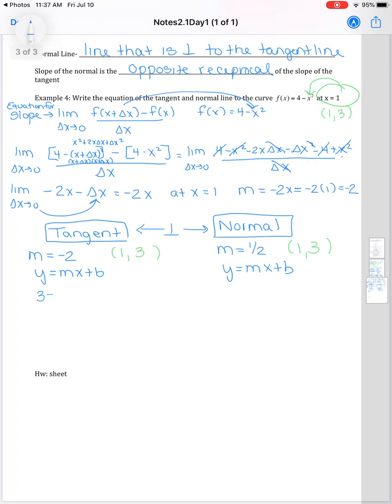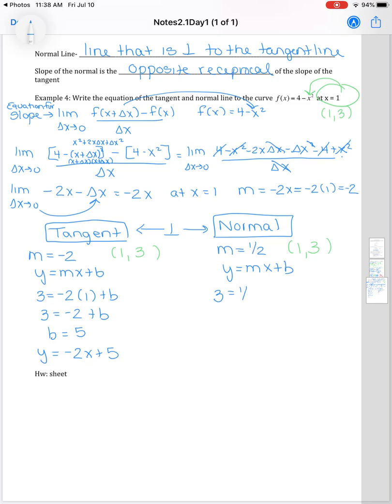Okay, so at this point now we sub everything in. Y is 3, m is negative 2, x is 1, b we don't know. So 3 equals negative 2 plus b, so b is 5. So our tangent is y equals negative 2x plus 5. The slope and the y-intercept, just like in Algebra 1, those are the 2 values that need to be subbed in for sure. You should always have an x and a y.